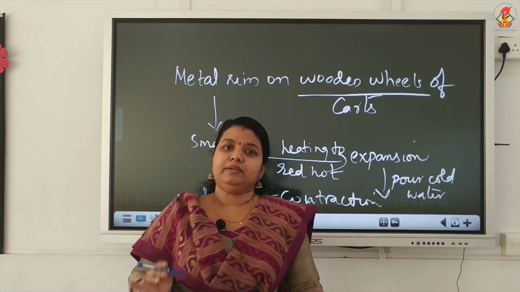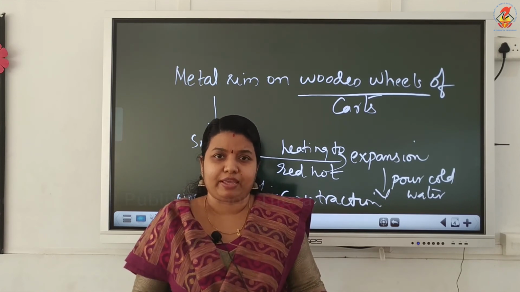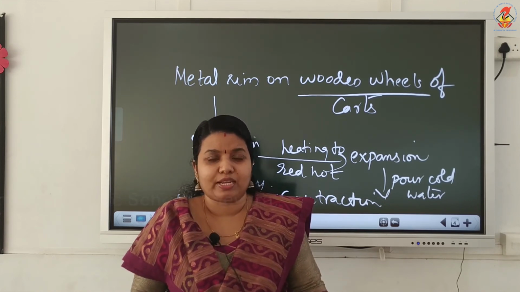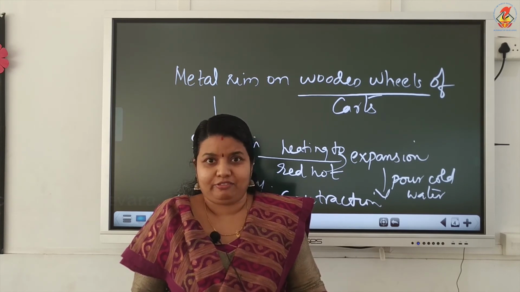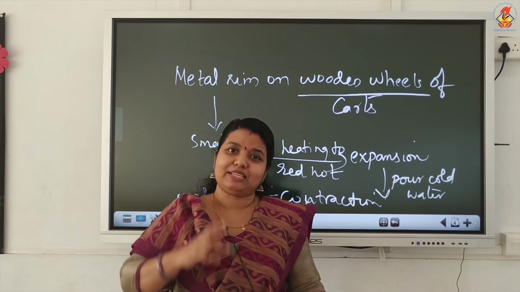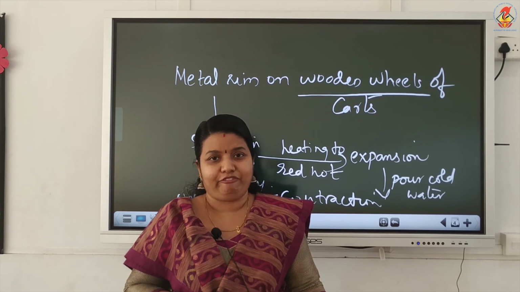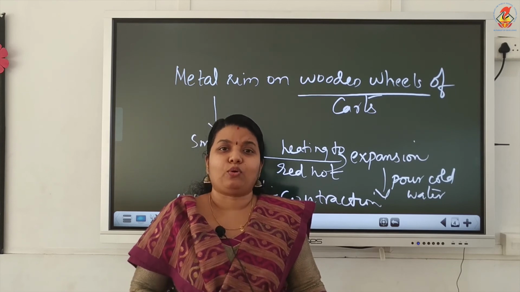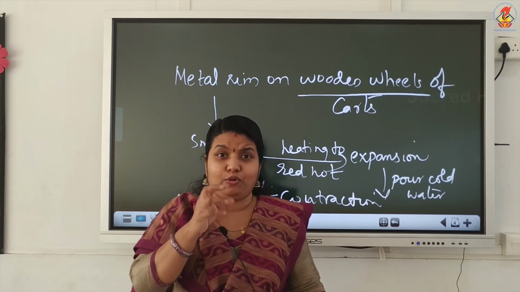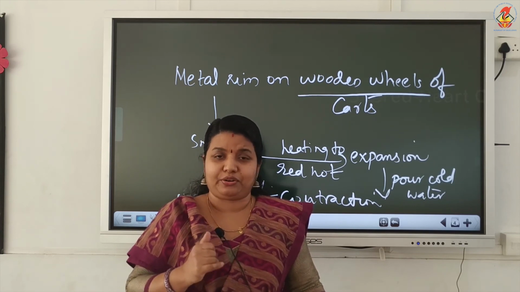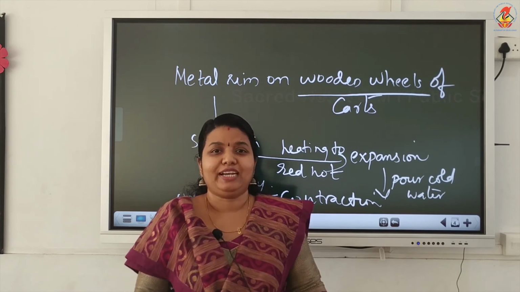In the same way, both the iron blade and the metal rim are fixed. The metal rim is slightly smaller in size than the wooden wheel. So it is heated to red hot. When it undergoes expansion, it becomes a little bigger in size. Then it can be easily fitted onto the wooden wheel. Then immediately you pour cold water over it. Then its size reduces, it undergoes contraction. Then it is fixed tightly onto the wooden wheel.